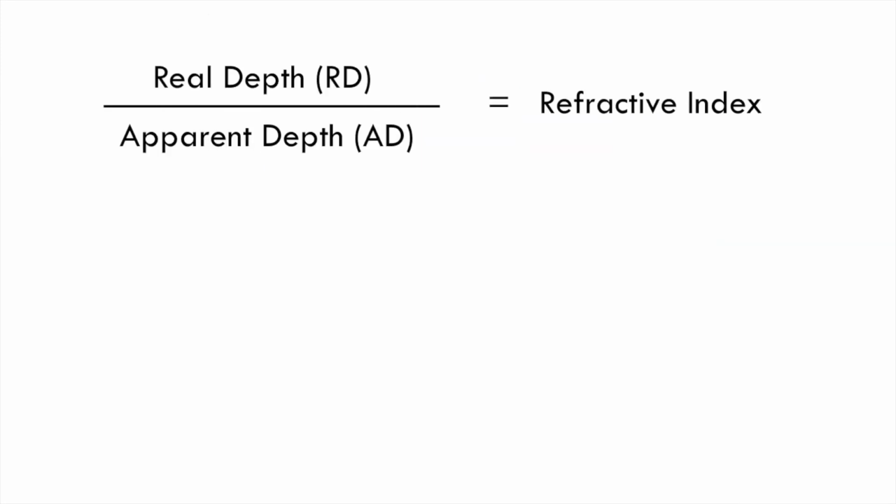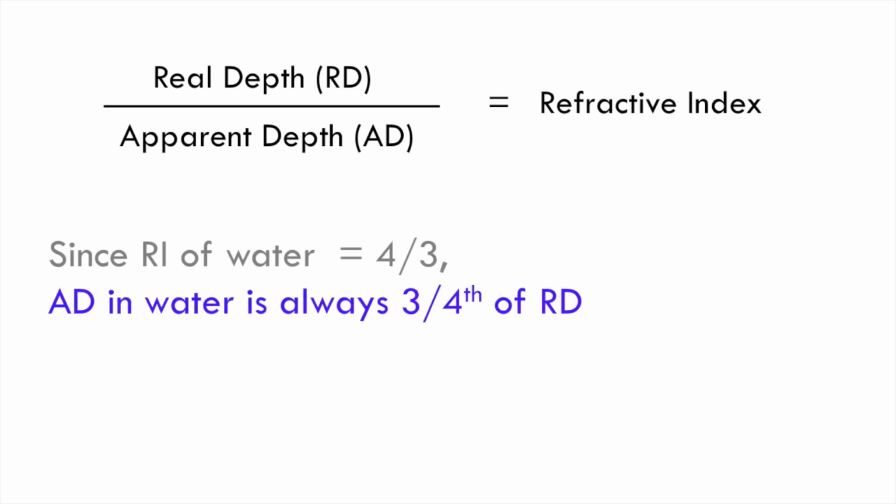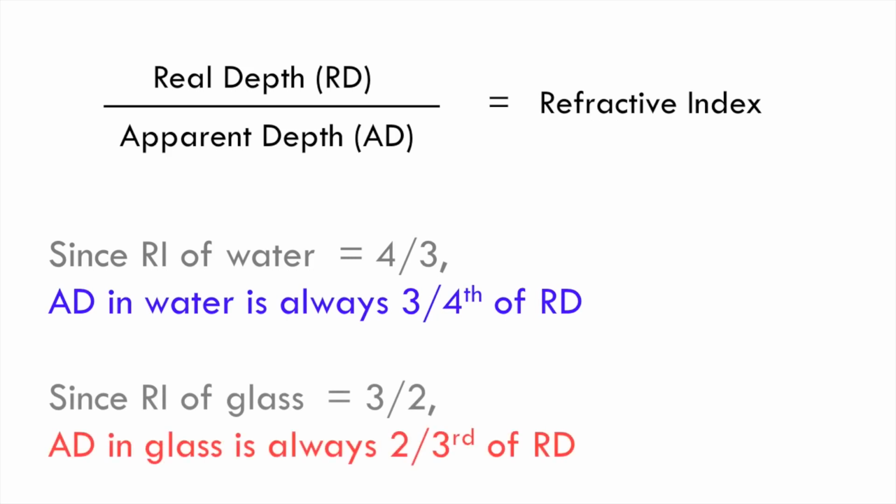It can be proved that the ratio between the real depth and the apparent depth is equal to the refractive index. Since the refractive index of water is 4/3, the apparent depth of an object in water is always 3/4 the real depth. Similarly, the depth at which an object kept under a glass slab appears is always 2/3 the thickness of the glass slab.